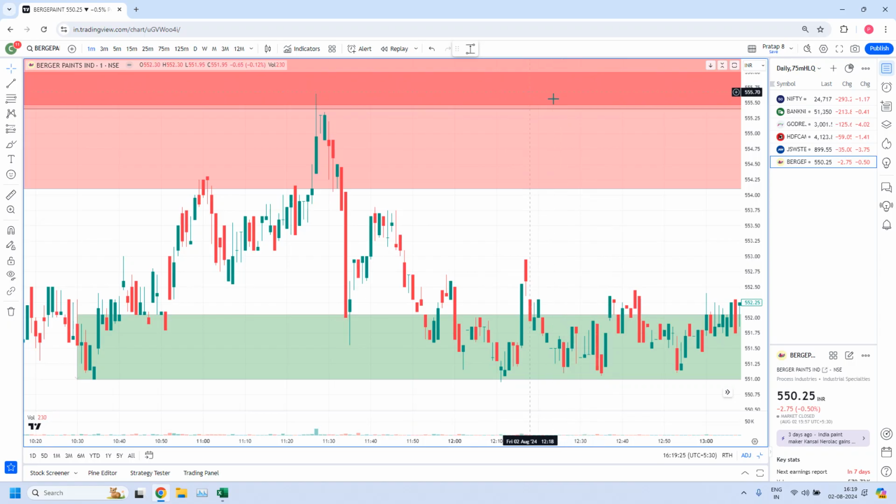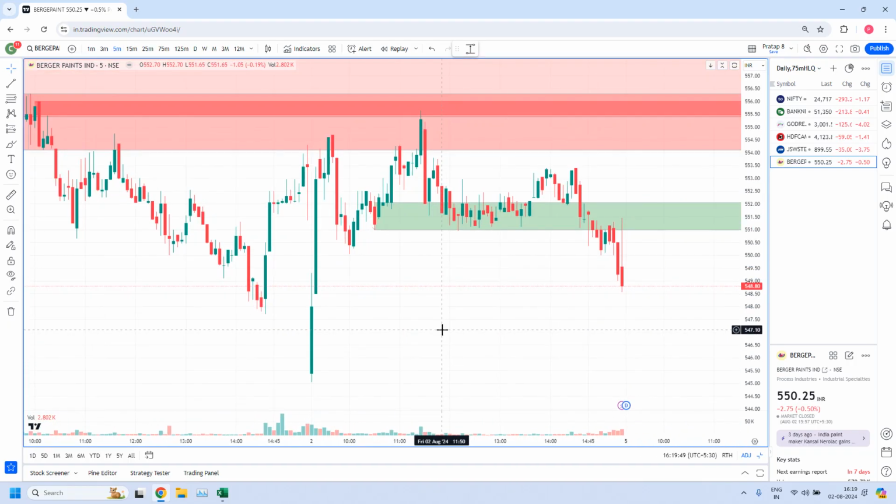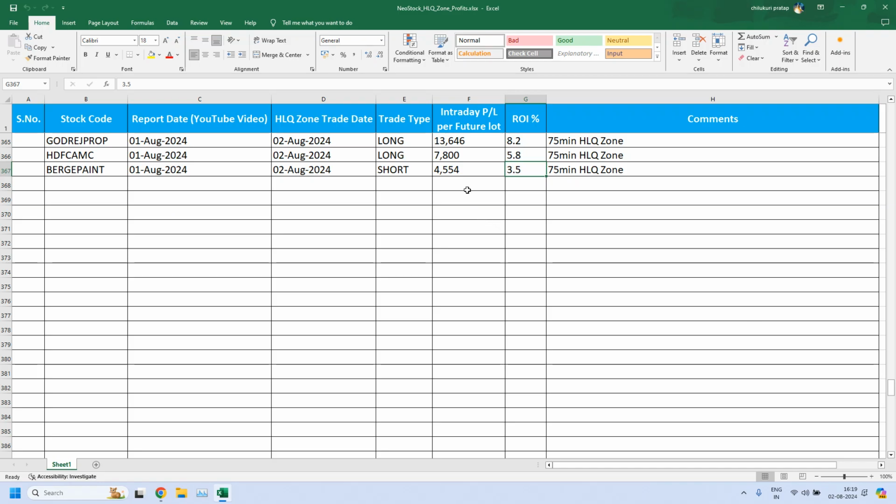Who knows, it could be a high liquidity zone or going to be a high liquidity zone. And such kind of sharp movement is there. The order flow is very, very strong in that area. See how sharply prices came. So this is about Burger Paints and how it has given profit in just 10 minutes. So this is a good trade, and the 4,554 rupees target it has given. So this is how you have to understand how our high liquidity zones are working.